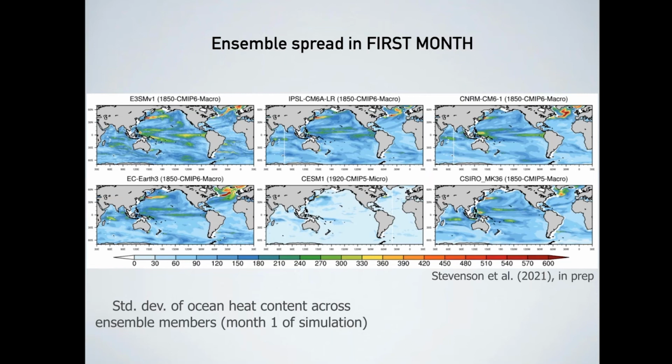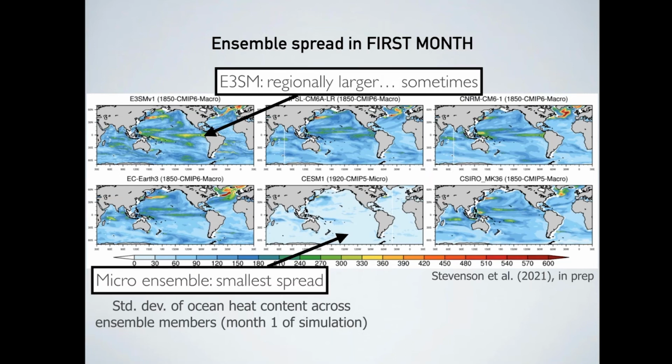Okay, so obvious features are, the micro ensemble has the smallest initial spread, right? Makes sense. If that wasn't the case, we'd worry that we did something horribly wrong. But there are potentially interesting differences in the spatial structure of this initial spread that, again, we're still working on understanding. E3SM seems like it may be regionally larger than some of the macro ensembles, particularly in the tropical Pacific, which was our hypothesis, right?